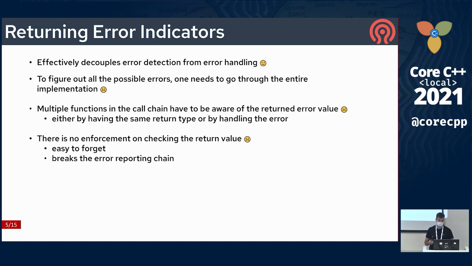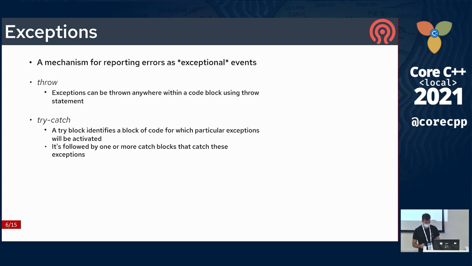Another bad thing is that multiple functions in the call chain have to be aware of the returned error value, which means that their signature has to change their return value. And probably the worst thing is that there is no enforcement on checking that return value. So it makes it really easy to forget to check the return value of a function call, and that can break the error reporting chain.